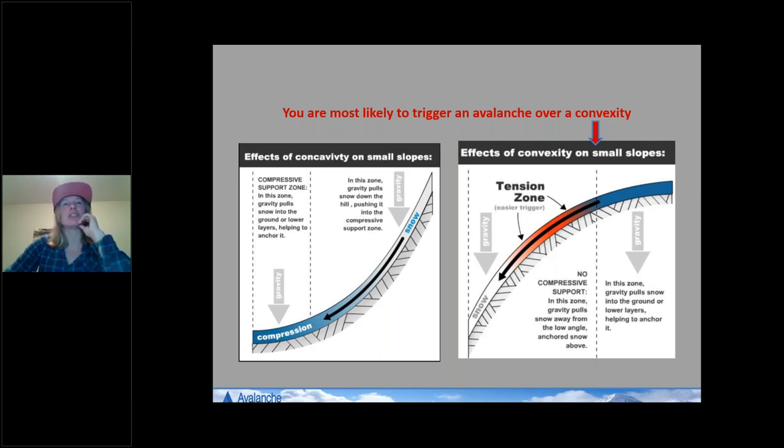And usually what you're doing is you're initiating an avalanche over a convexity. And that's this slide here on the right. I'm hoping you guys can see my cursor. But basically, I always like to use the analogy of a Mars bar or a Snickers bar. If you grab that and then you just start to kind of bend it, where those cracks appear, you know? If you bend it in this way, it's kind of supported, right? That's going to be your concavity as opposed to the convexity. So as you're riding through terrain, even if you're on micro features, be aware of where you're most likely to trigger an avalanche from.